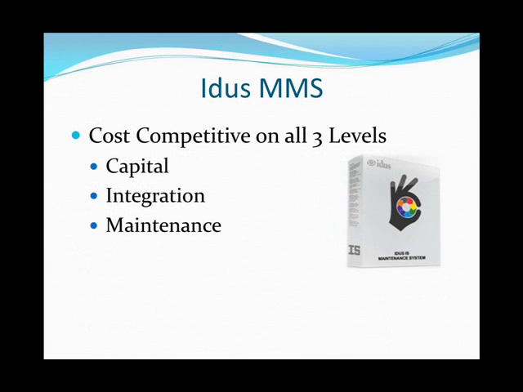The fourth piece is that it's very cost competitive on all three levels. And what I mean by three levels is the capital costs for purchasing the maintenance management system, which was the first number that everybody sees and the first number they budget for. But then there's the integration costs. That's not so much hidden, but it's also not so much talked about.